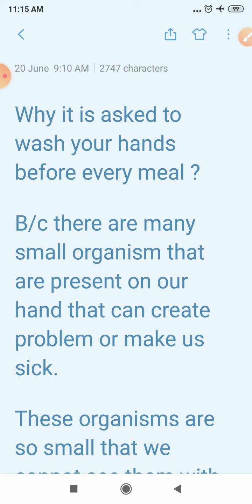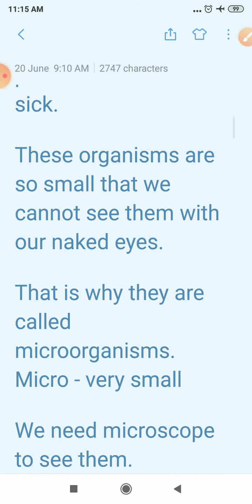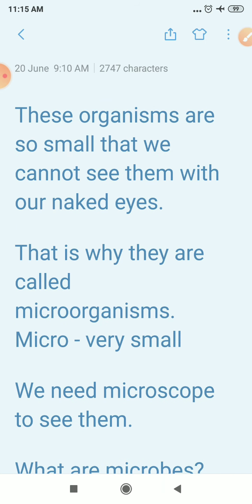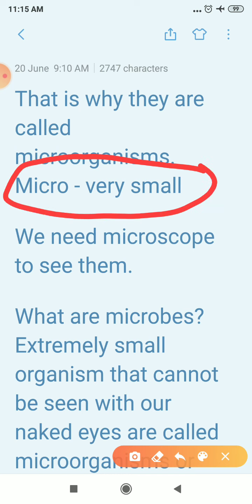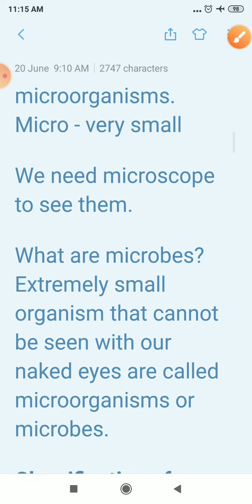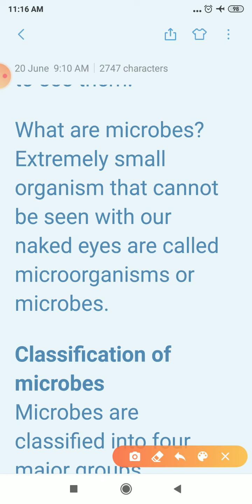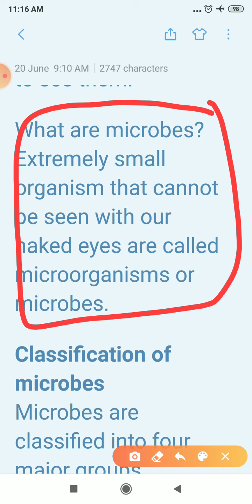What are these organisms? These small organisms are called microbes or microorganisms. They are so small that you cannot see them with your naked eyes. You need an instrument called a microscope to see them. Let us define microbes. What are microbes? Micro means small, organism means living thing. Extremely small organisms that cannot be seen with our naked eyes are called microbes or microorganisms.